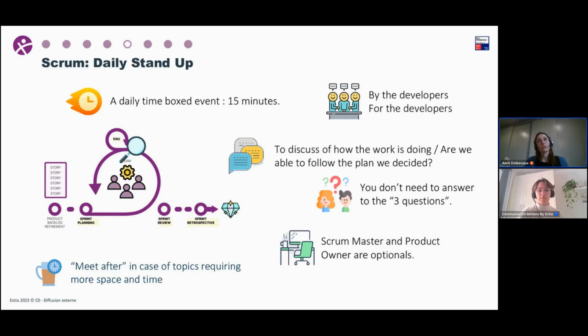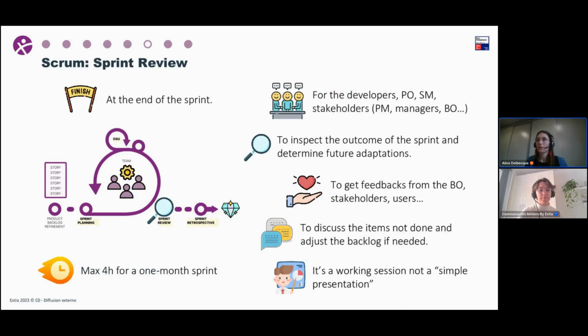So every day at the same time, a daily stand-up, and at the end of the sprint, we will have the review. So the review, this time, it's not just for the Scrum team, but it is also for a project manager, just regular manager, business owner, stakeholder, architect, whoever is interested by the content of your sprint. And it could be until 4 hours for a 1 month sprint. So same, it is a long meeting.